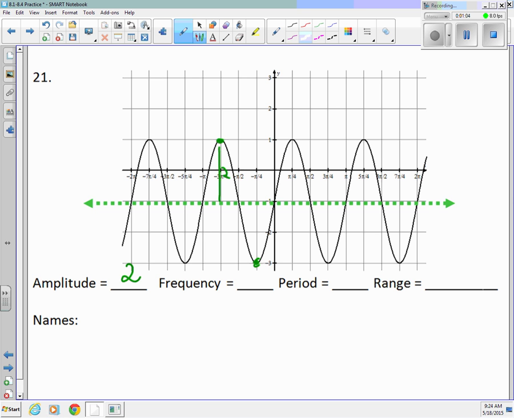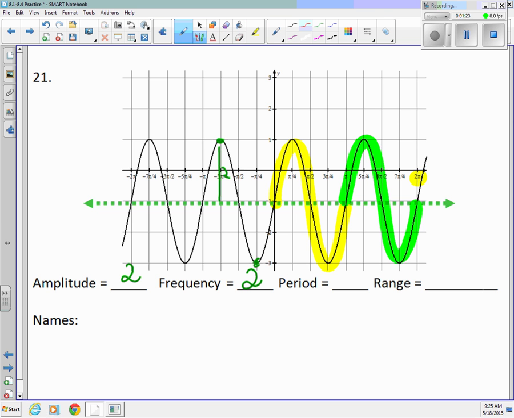Frequency. Frequency is the number of curves, or the number of cycles, that we see in 2 pi, or 360 degrees. Right now I see 1 cycle, 2 cycles. That's my frequency. That's pretty easy to see from the graph.